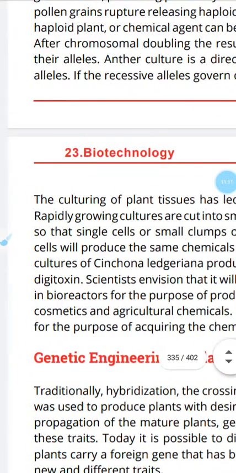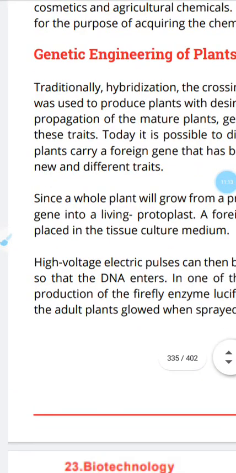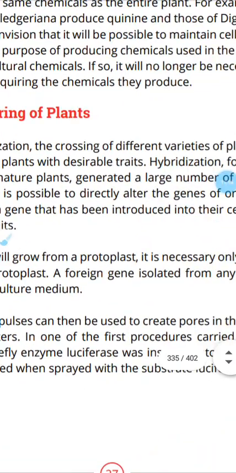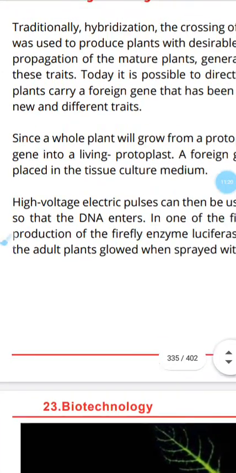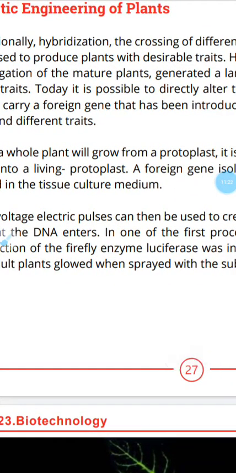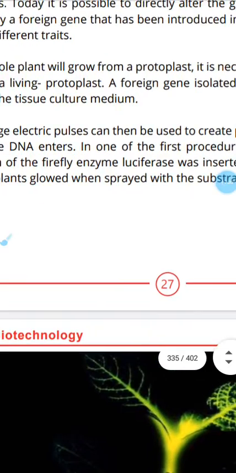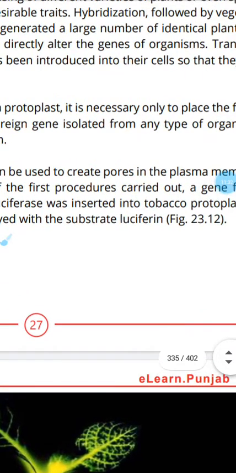Similarly, genetic engineering, I am talking about genetic engineering of plants. Those methods are almost the same. DNA can enter by high electric pulses. You will enter it, because DNA enters through small pores in the cell membrane. And the DNA luciferase enzyme, that was the point I was talking about some time before.